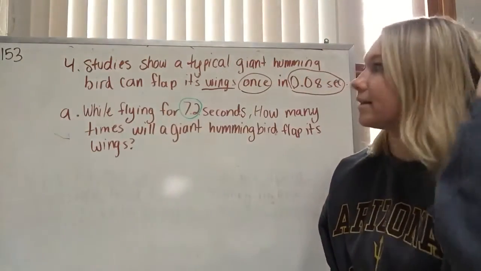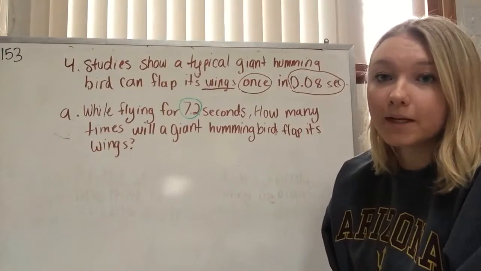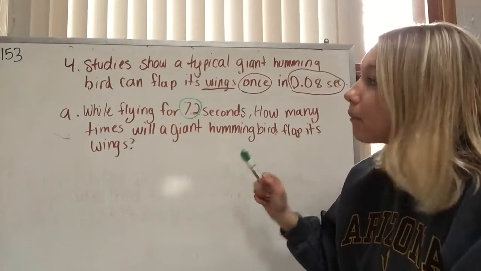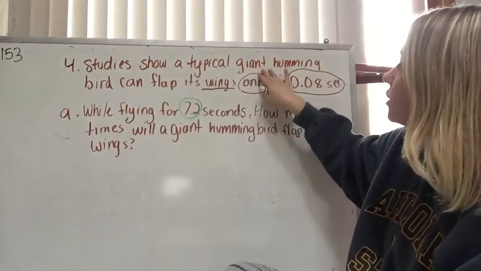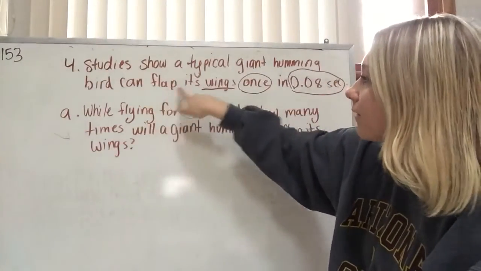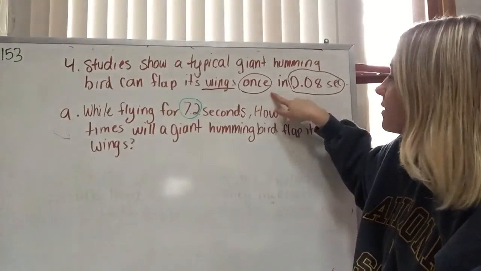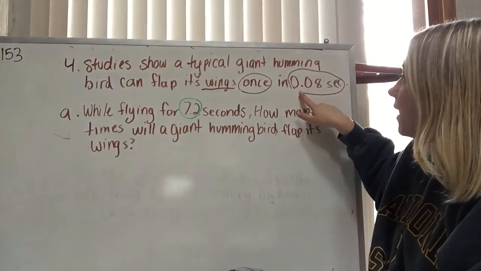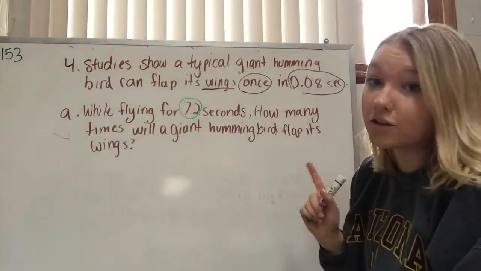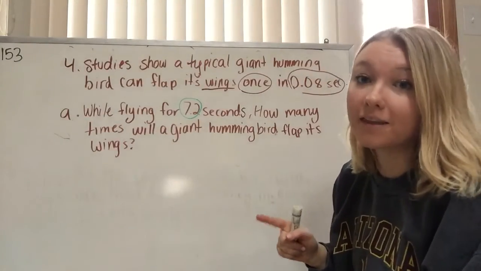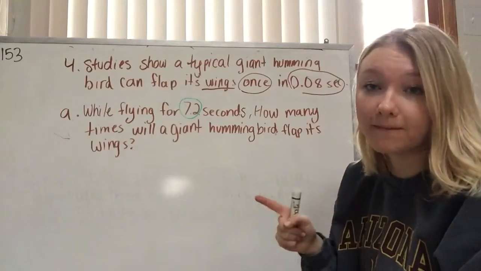We're still on that same page 153 PDF, but we're just on the next problem. It's a little different. It says studies show a typical giant hummingbird can flap its wings once in 8/100ths of a second. Okay, pretty fast. You should look it up when you have all your work done. They really do be flapping super fast.